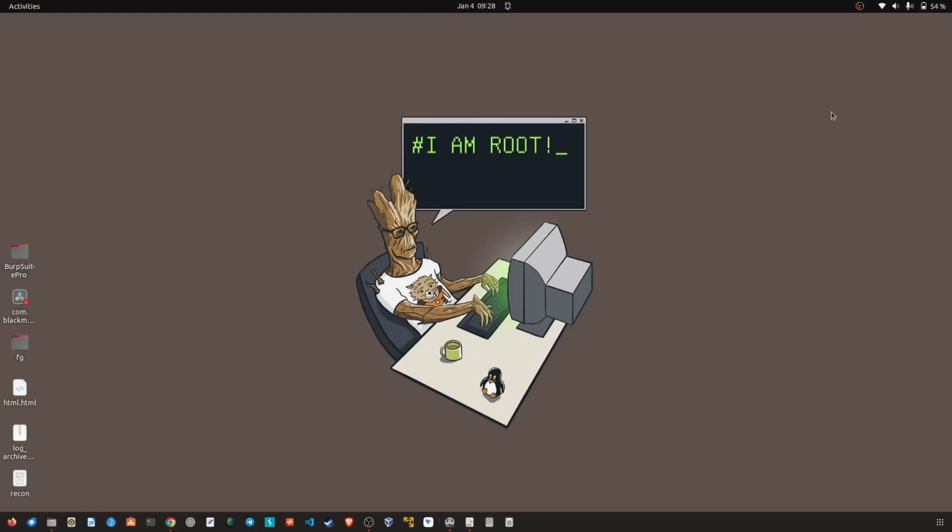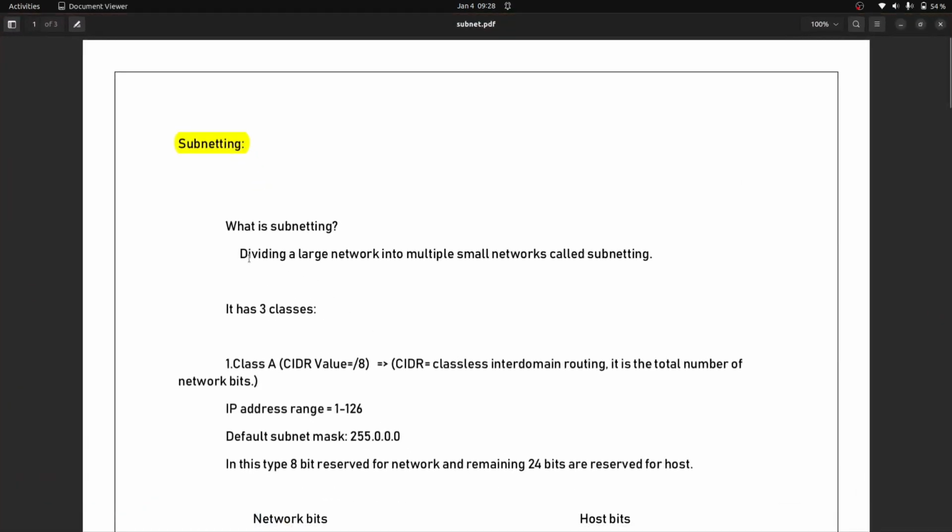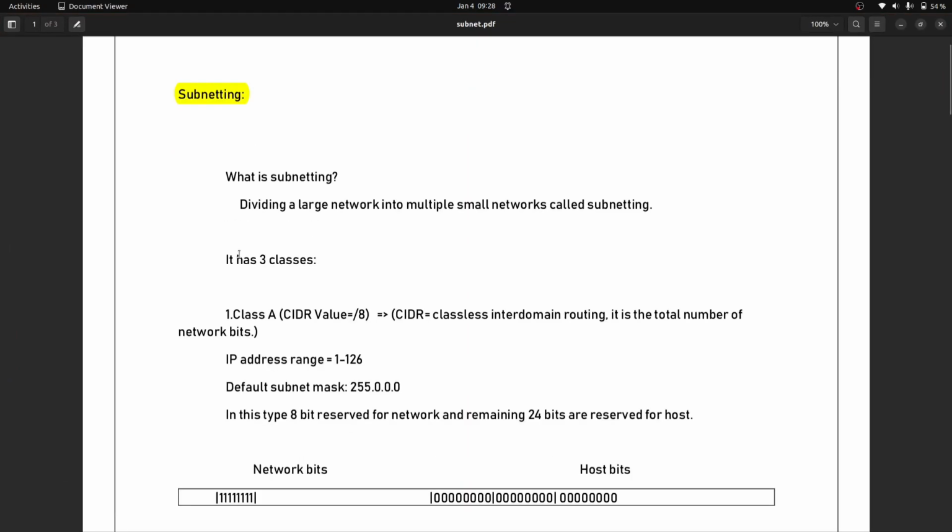Today we will learn about subnet and how to find subnet in IPv4 networks. So without wasting time, let's get started. Subnet is dividing a large network into multiple small networks. It has mainly three classes.